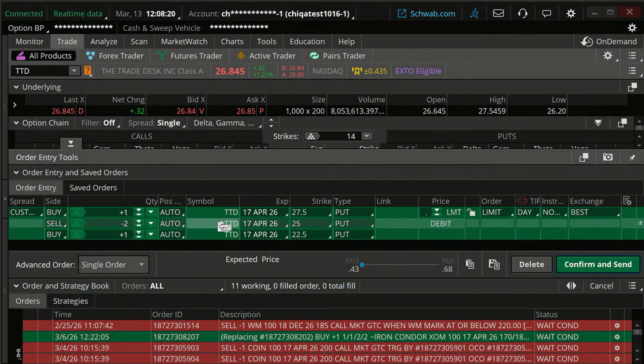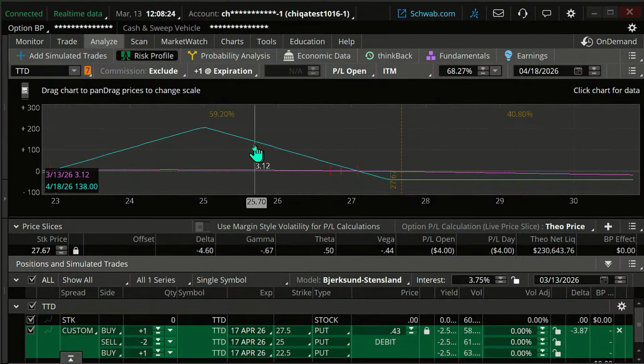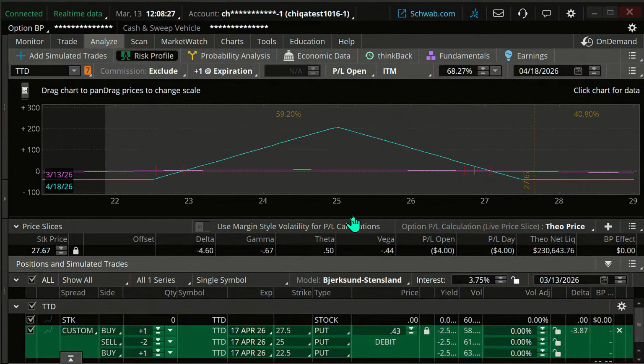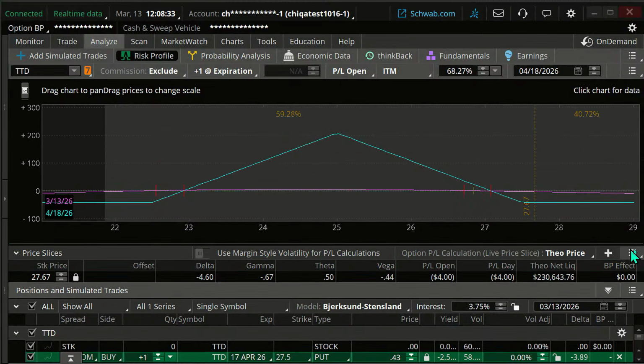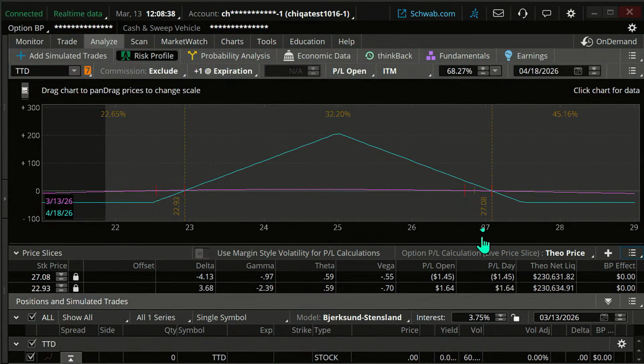But what we can do is take this trade and analyze it, and say, hey, this is what it looks like. Okay, and let's see, these are April 17th, April 8th, that works. I can set my slices to break even. And from a probability standpoint, now probabilities aren't guaranteed, it's not looking spectacular, Brent. 32% of that is break even or better.